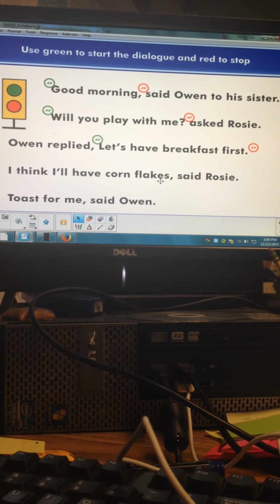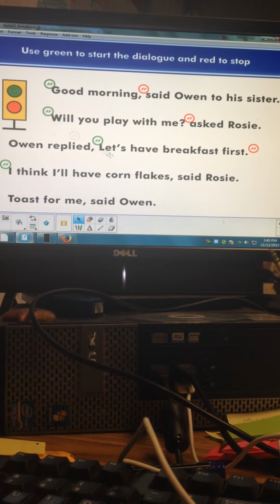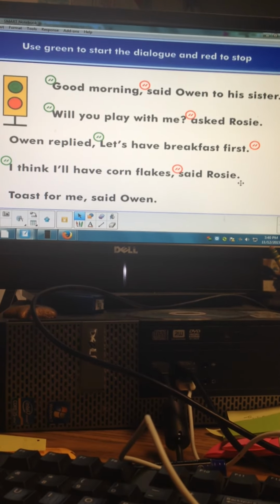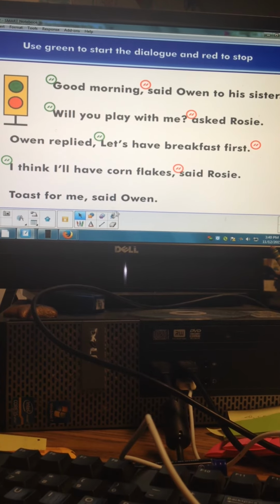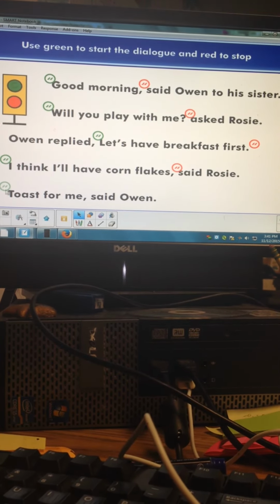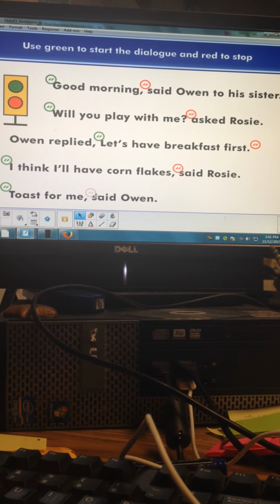"I think I'll have cornflakes," said Rosie. Here, this is what's being said again. And we have the dialogue tag at the end, said Rosie. "Toast for me," said Owen. These are the beginning of the quotes, and here's the end.